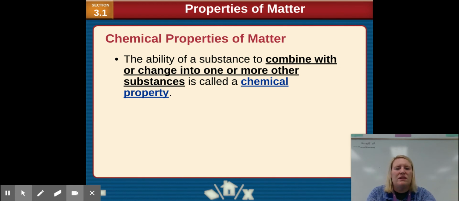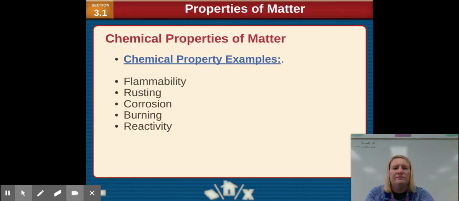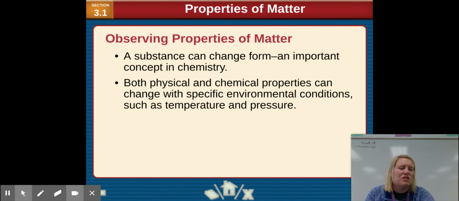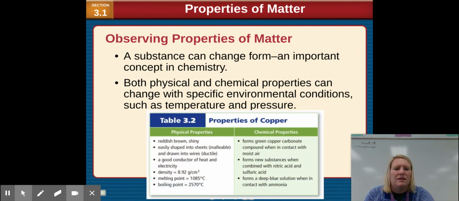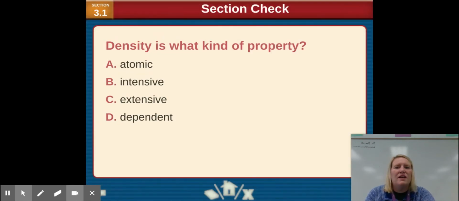The ability of a substance to combine or change into one or more substances is called a chemical property. This is like iron forming rust, or copper turning green in the air. Here are some different chemical property examples: flammability, rusting, corrosion, burning, and reactivity. So a substance can change, and that's an important concept for us to understand in chemistry. There are both physical and chemical properties that we see happening. And we have another video that you can watch, and then we have some questions.